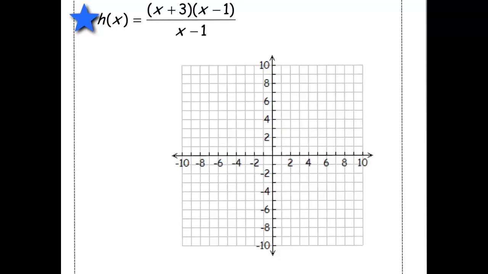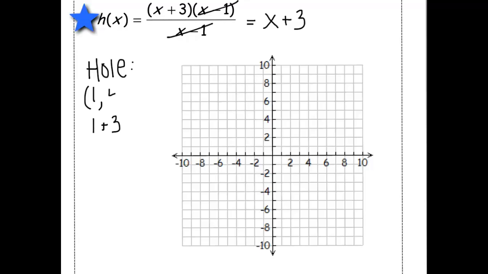Let's try another example. It's our lucky day this time because it's already in factored form. I don't have to factor the numerator. It's already done for us. Do you see any discontinuities? I see the factor x minus 1 that canceled out. So I know that there is a hole in our graph at x equals 1. Let me rewrite our canceled function. Once we simplified it, we just get x plus 3. So when I plug in the x-coordinate to our function, I get 1 plus 3, which is 4. We have a hole at (1, 4).